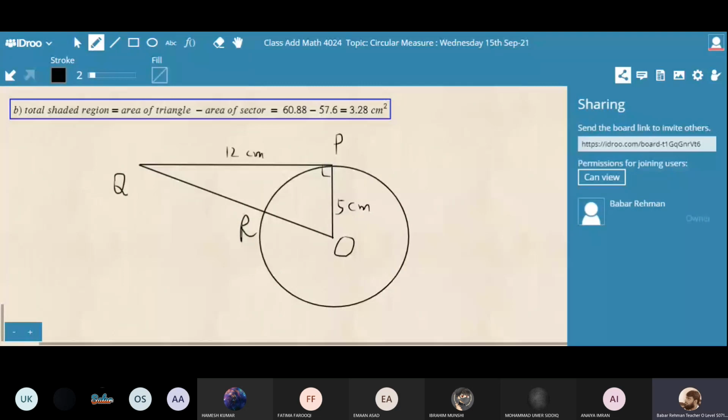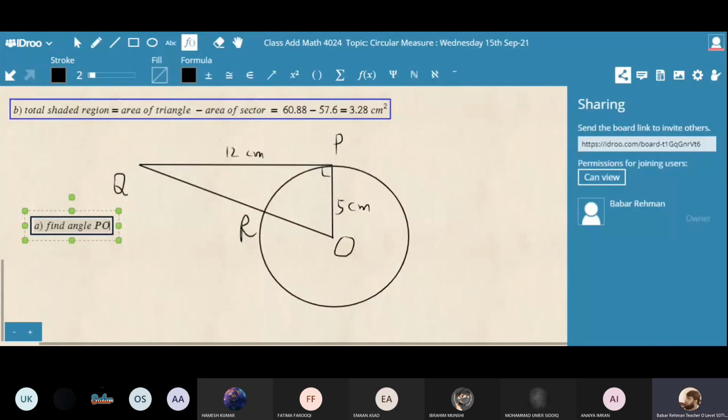What is OPR? Now be careful for part one. Can anybody tell me how can I find the part A? Look at this. I'm giving you angle POQ in radian. Find angle POQ in radian. How can I find the angle POQ in radian? Where is POQ? This is POQ. Now can anybody tell me how can I find this angle?